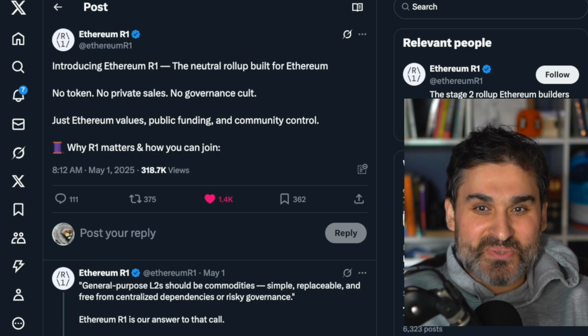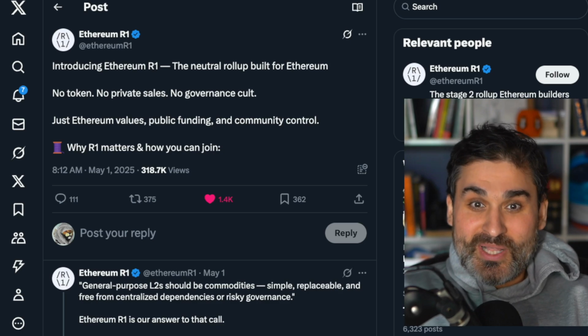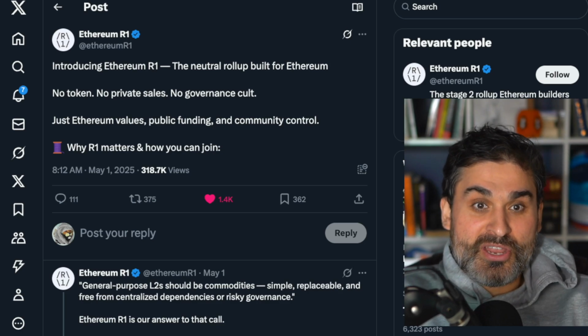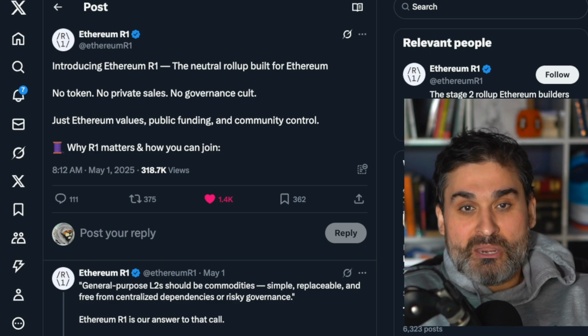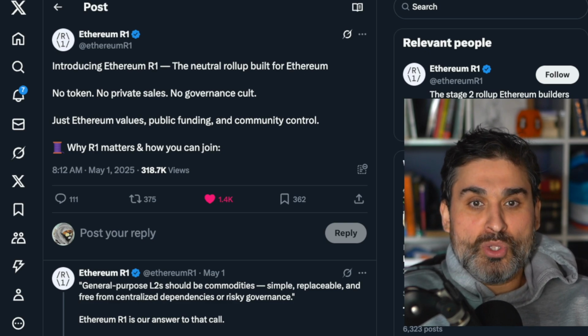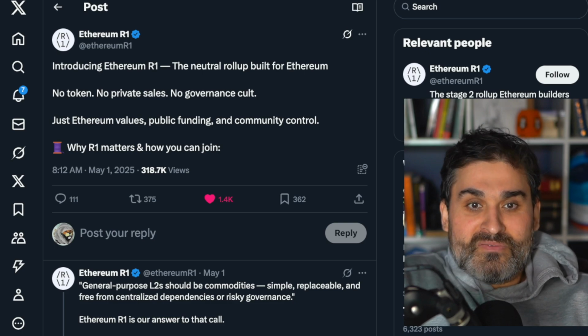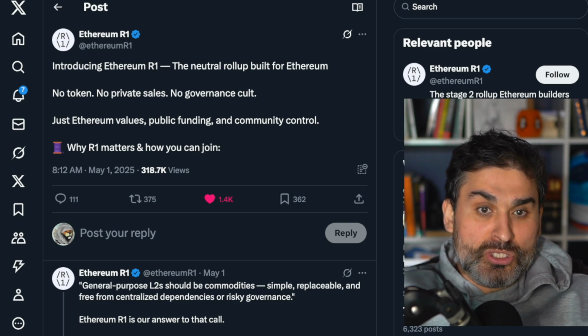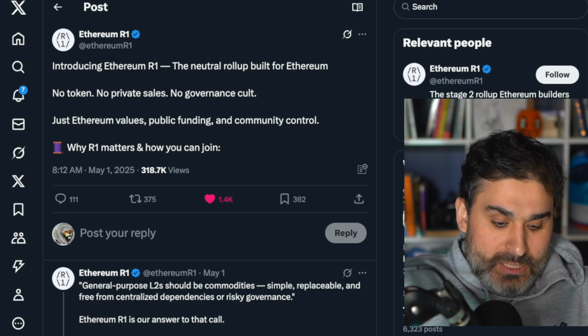Okay, so we got this really cool announcement from a new L2, and they are called Ethereum R1, and they're introducing Ethereum R1, the neutral rollup built for Ethereum. No token, no private sales, no governance cult, just Ethereum values, public funding, and community control. Why R1 matters and how you can join.